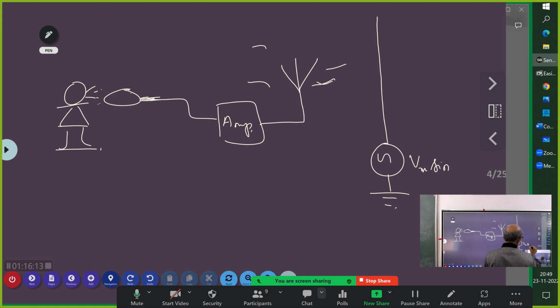Now, you remember yesterday I told you, supposing you connect a signal source like this of Vm sin omega t. Will this signal get converted into electromagnetic waves? There is a condition for lambda. What is the condition? It should be minimum lambda by 4. So this should be greater than lambda by 4.